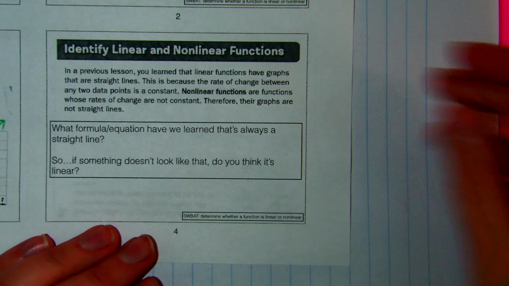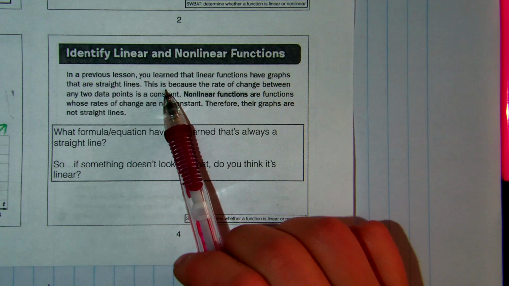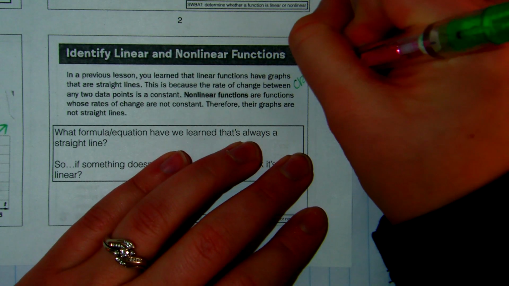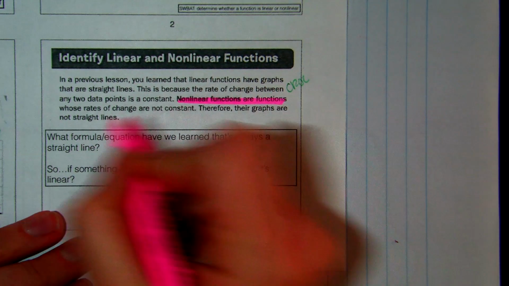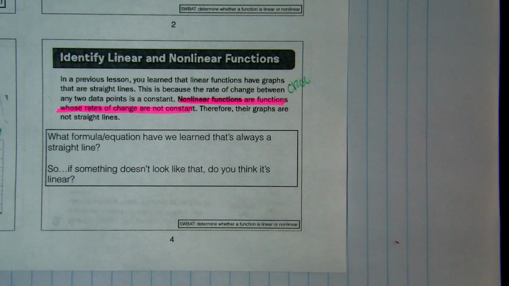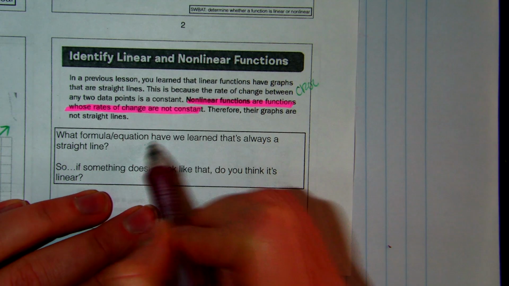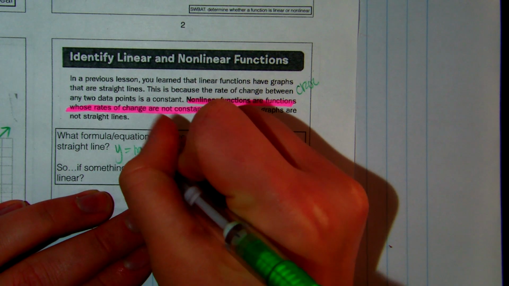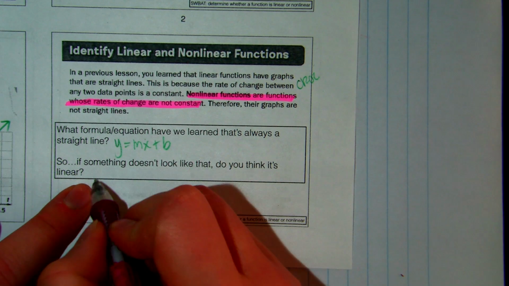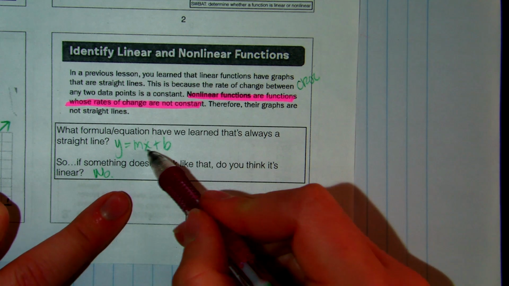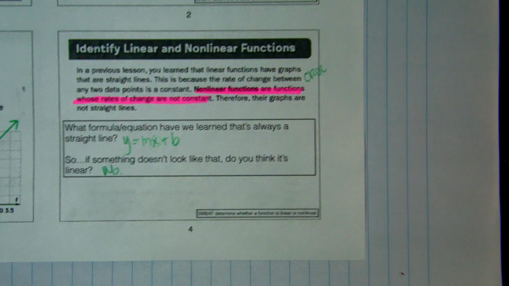So identify linear and nonlinear functions. In a previous lesson, you learned that linear functions have graphs that are straight lines. This is because the constant rate of change between the 2 points is constant. Nonlinear functions are functions whose rate of change is not constant. Therefore, their graphs are not straight lines. They can take on a lot of different forms, but for sure not going to be a straight line. What formula have we learned that's always a straight line? y equals mx plus b. So if something doesn't look like that, do you think it's linear? No. So for instance, if this had an exponent on it, something funny like that, we'll see that on the next slide.